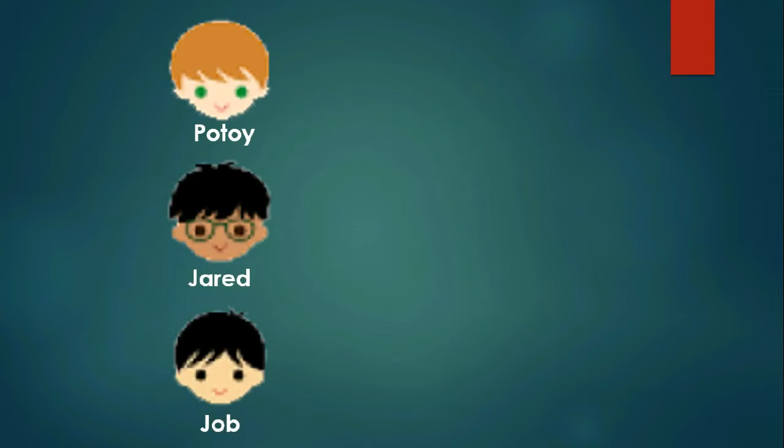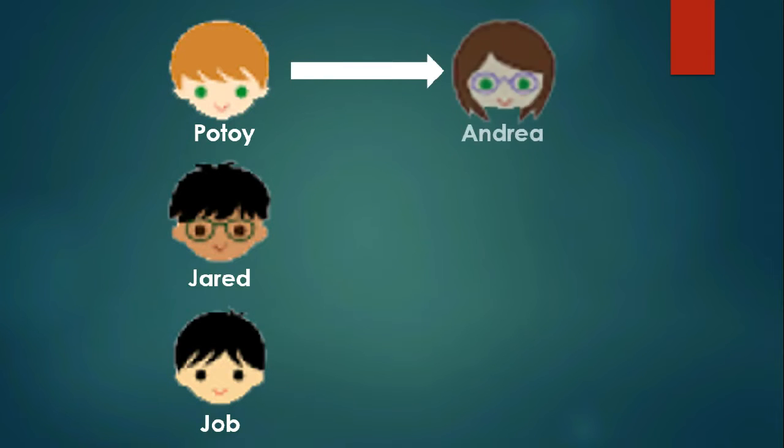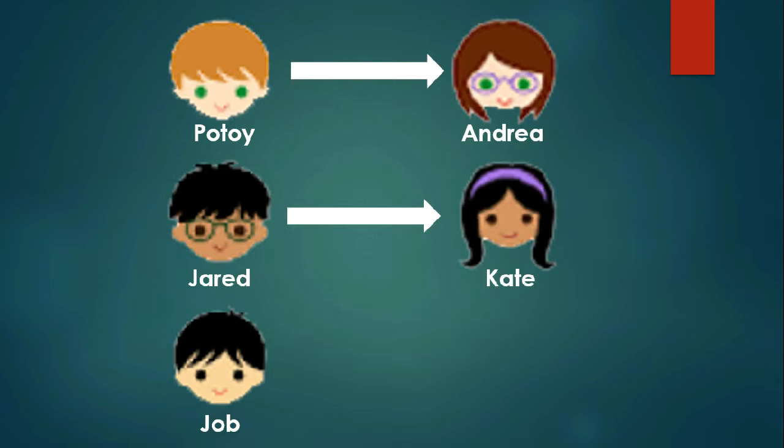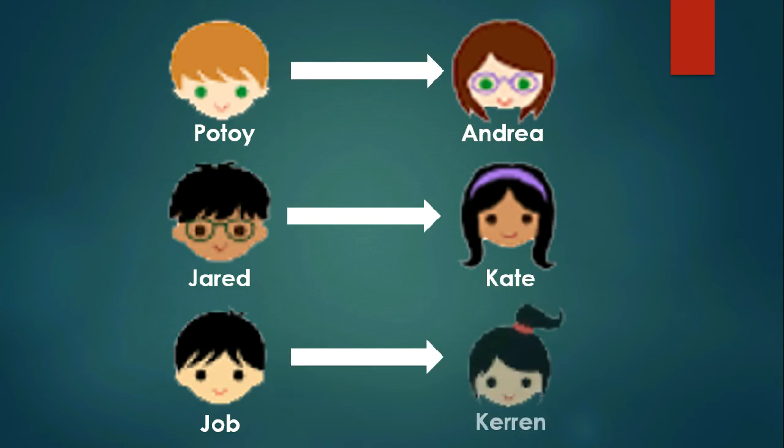Of the boys, Potoy, Jared, and Job have something in common. They always believe that honesty and trust make any relationship strong. Potoy asked Andrea out for the date. Jared chose Kate, and Karen was asked by Job.